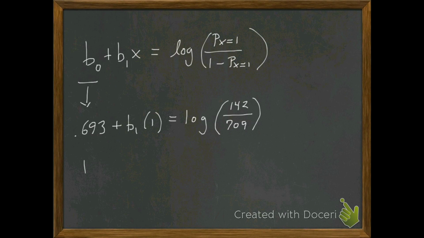So boys and girls, at the end of the day, we have beta 1. It's going to be the natural log of 142 over 709, minus 0.693. And we get negative 2.30.